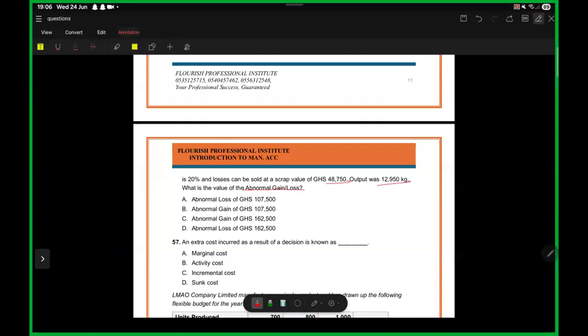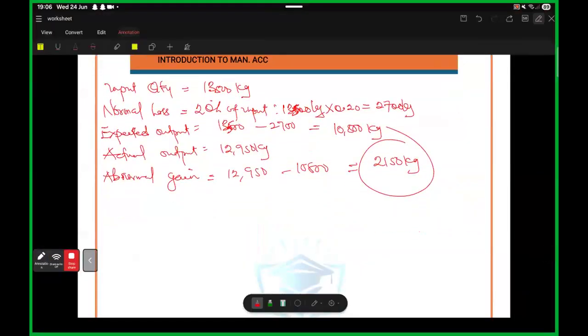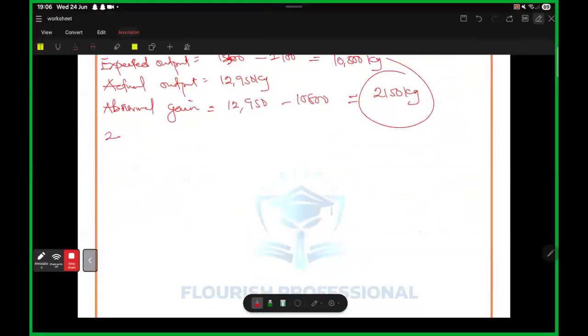So very, very simple. Now, losses can be sold at a scrap value of 48,750. Once you've determined these parameters, the next thing to do is to determine the unit price. The unit price for the scrap value. Or what we can do is to calculate. So let's determine the unit price.